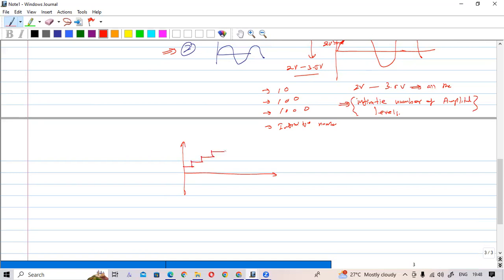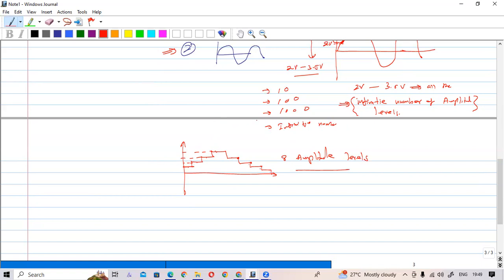Maybe like this. If you have a signal like this, you can see that this is one amplitude level, this is another level, this is another, and this is another, like this. So there are countable amplitudes, maybe 1, 2, 3, 4, 5, 6, 7, 8. Eight amplitude levels. You can count the amplitude levels.